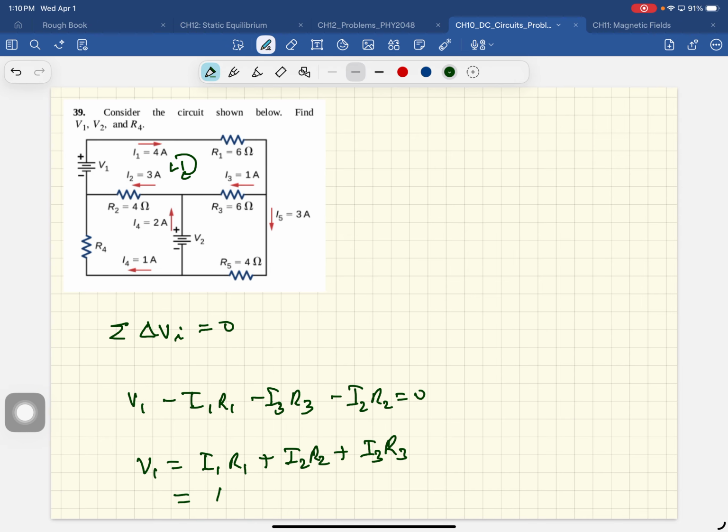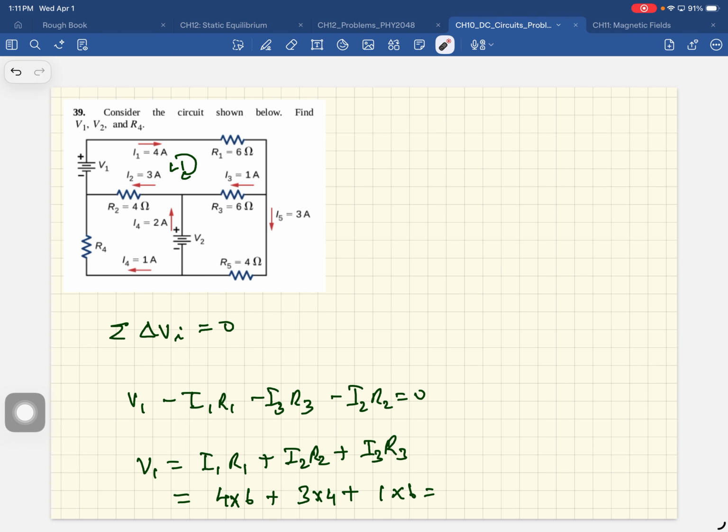I1 R1 is 4 times 6, plus I2 R2 is 3 times 4, plus I3 R3 is 1 times 6. Okay, and so that's 24, 12, 36, 42 volts.